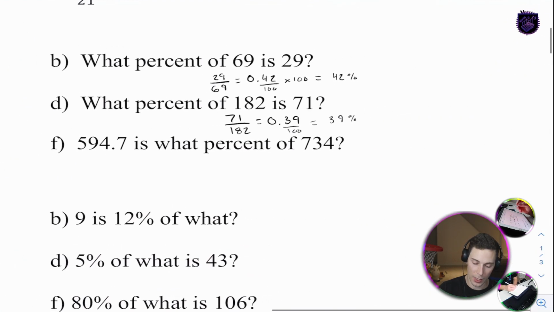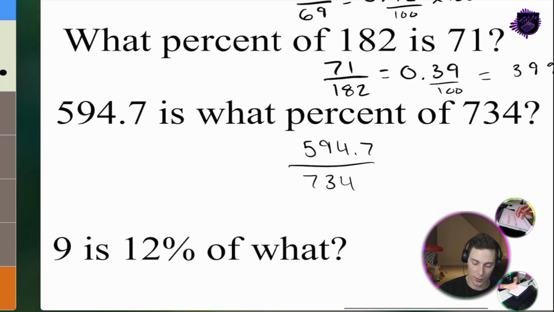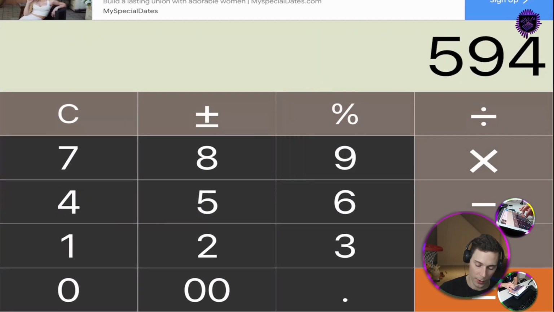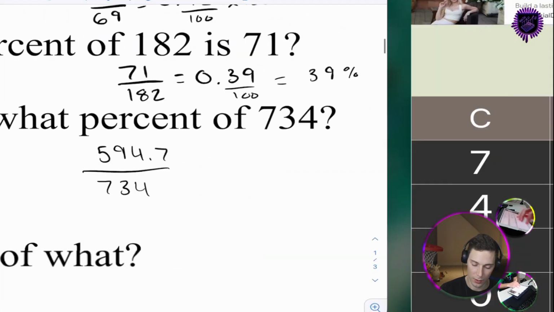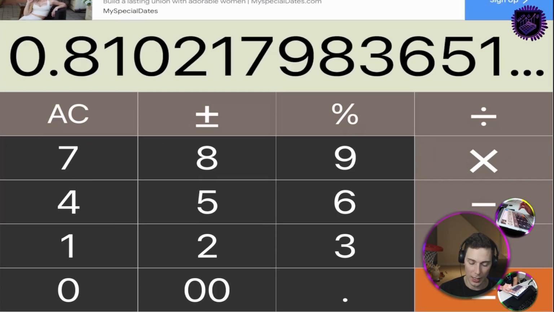Wow. Okay. 594.7 is what percent of 734? Whew, some large numbers there. 594.7 divided by 734 is equal to 0.81.